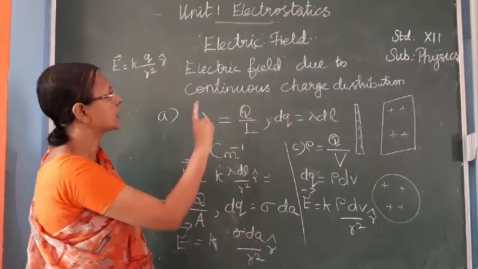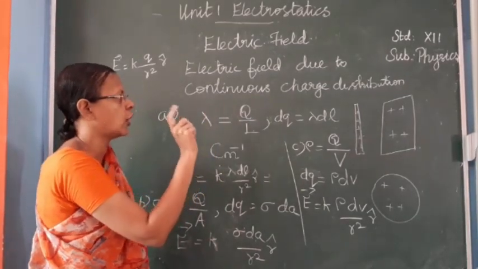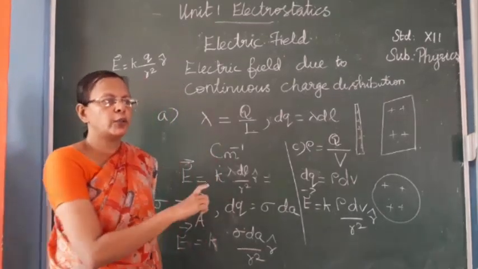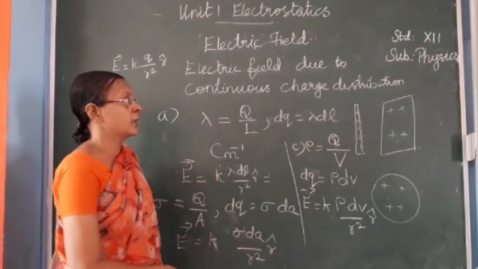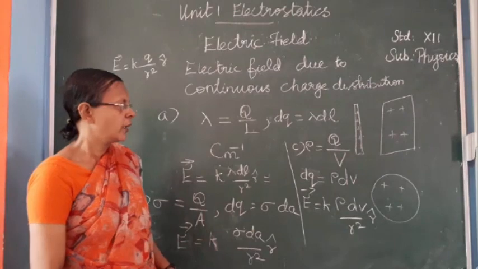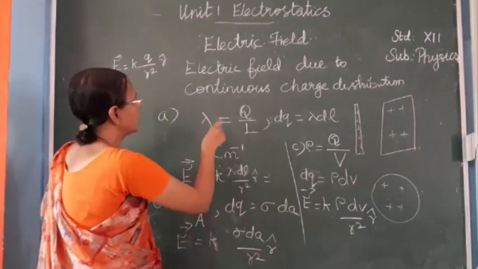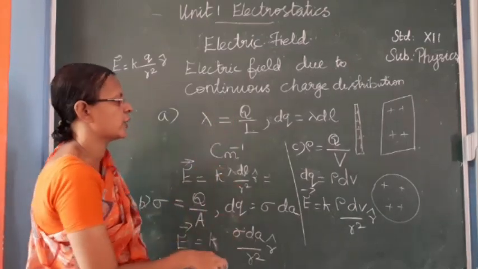This is the electric field due to continuous charge distribution. This is an important question, so you have to know this well. This is the important question, a 5-mark question. So, the electric field due to continuous charge distribution.